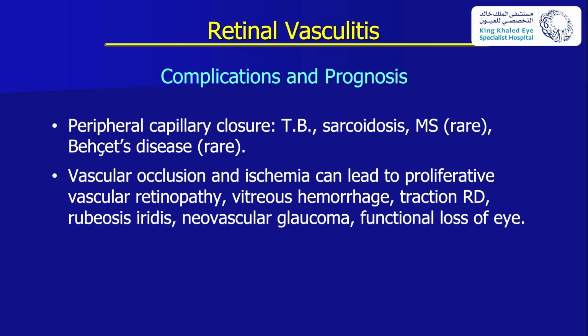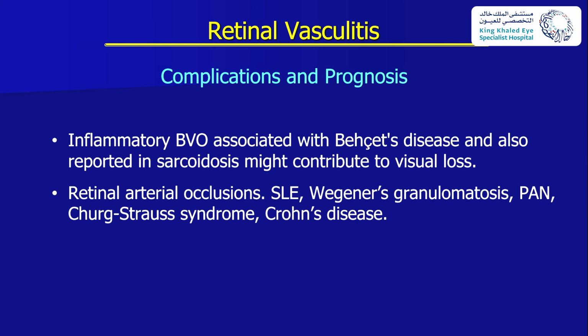Peripheral capillary closure and peripheral ischemia, this is seen in tuberculosis mostly. So we have to be prepared to do scatter laser photocoagulation. Patients with severe ischemia, if neglected, can develop proliferative retinopathy like diabetic retinopathy: neovascularization, vitreous hemorrhage and traction retinal detachment, neovascular glaucoma, and functional loss of the eye. Inflammatory branch retinal vein occlusion is also a complication, and this is usually associated with Behçet disease. Retinal arteriolar occlusion is seen mostly in patients with systemic vasculitic entities such as systemic lupus erythematosus.